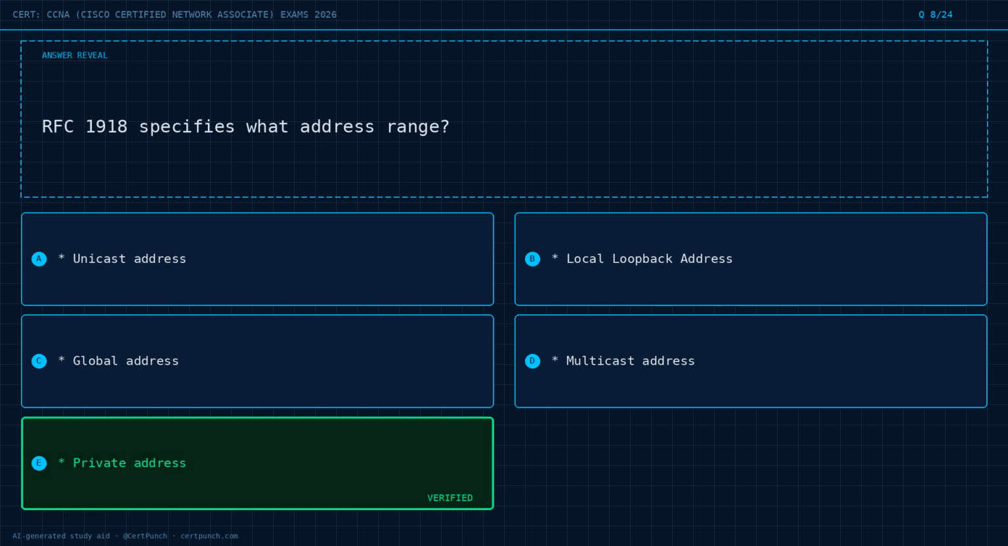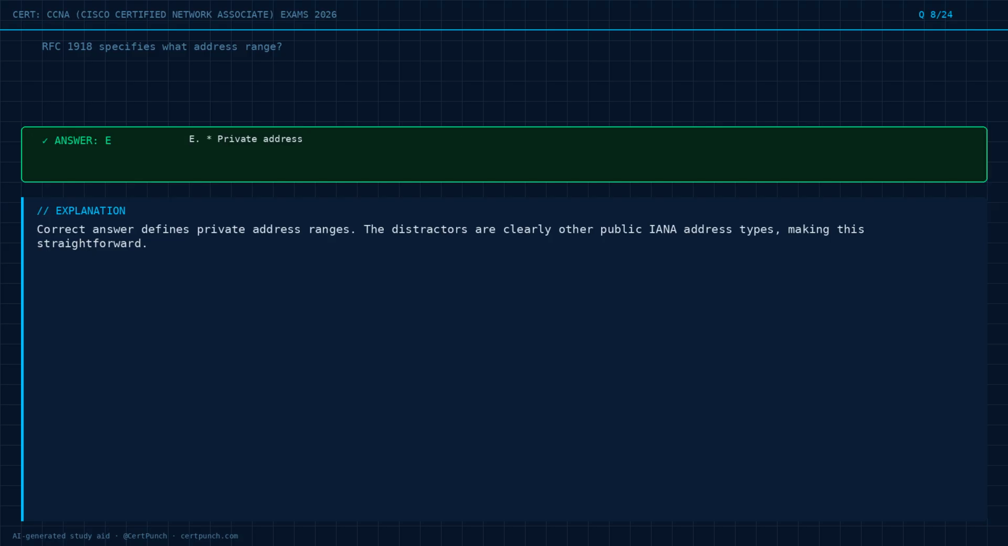The answer is option E. Why it works. Correct answer defines private address ranges. The distractors are clearly other public IANA address types, making this straightforward.